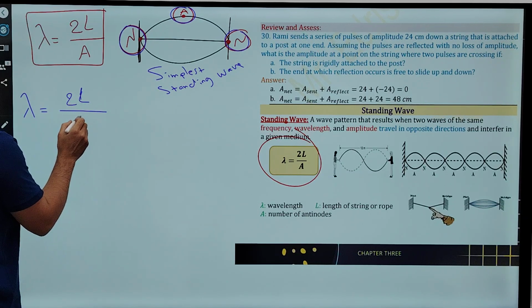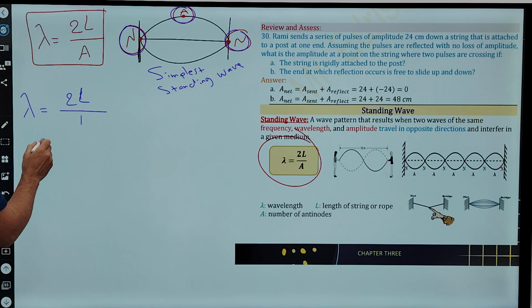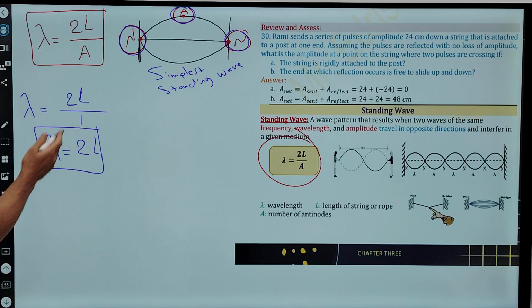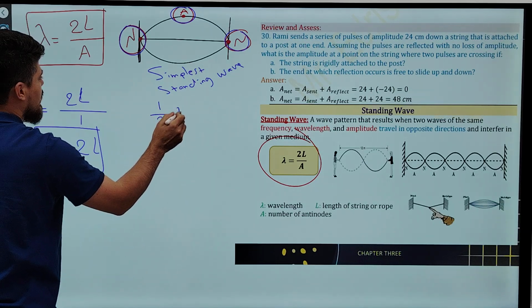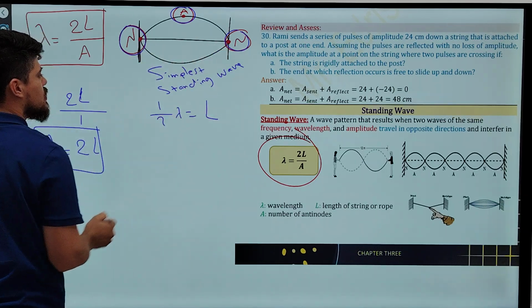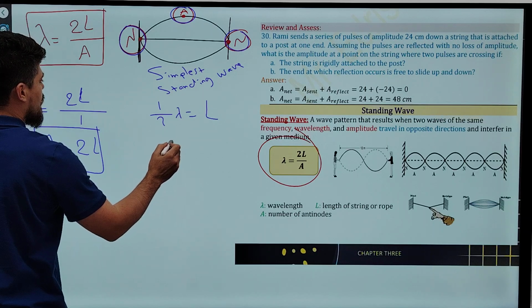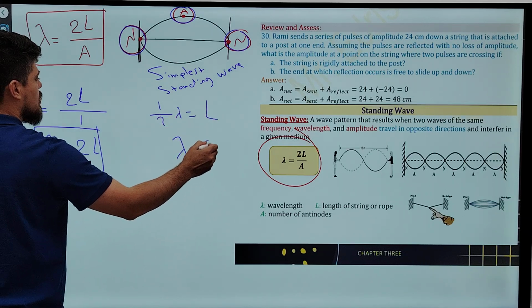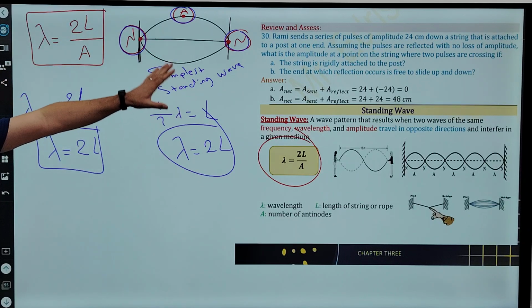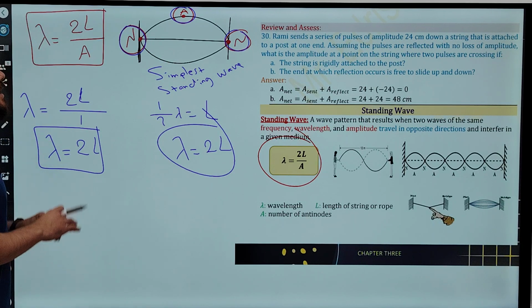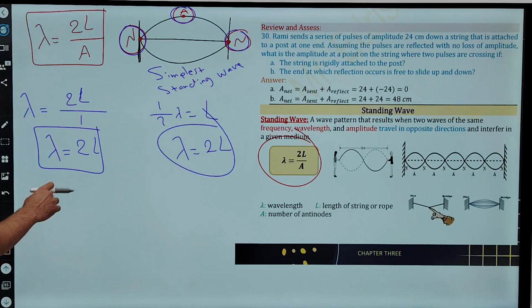2L over 1. Okay? So, lambda is equal to what? Is equal to twice the length of the string. As you can see here, the distance between these 2 points is equal to half wavelength. So half wavelength in this case is equal to what? The length of the string. Okay? So by rearranging the equation, lambda is equal to 2L. Okay? So this 2L is based on this, proven according to this figure. In the simplest standing wave, wavelength is equal to twice the length of the string.